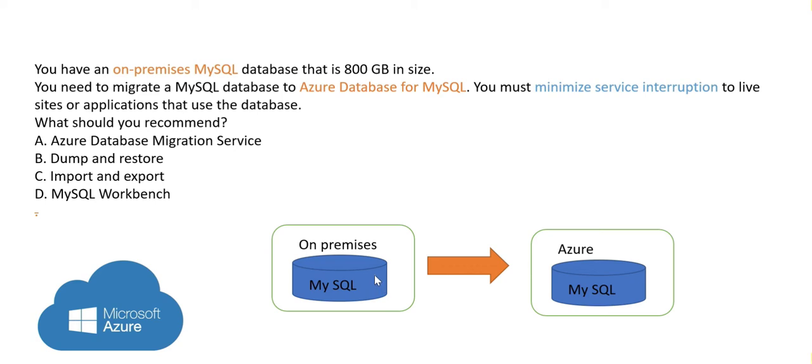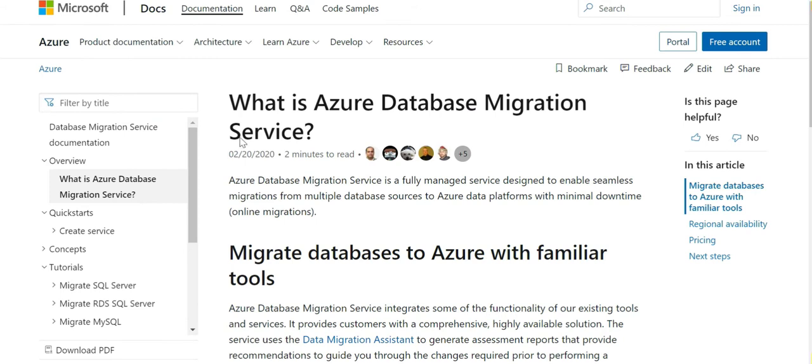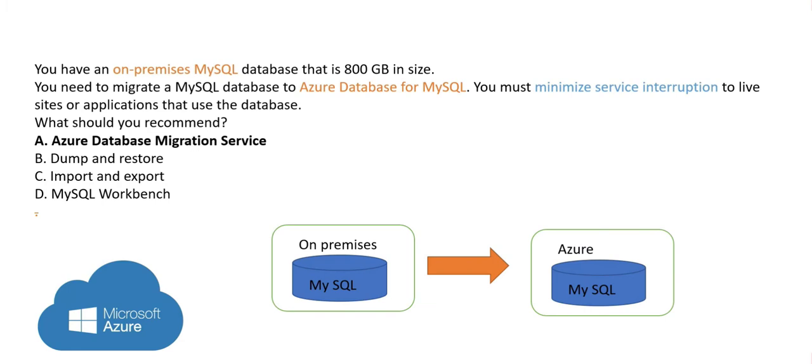So these are the recommendations. Whenever you want to migrate data, always use Database Migration Service. This gives us migration with minimal interruption. It is a fully managed service designed to enable seamless migrations from multiple data sources to Azure data platforms with minimal downtime. These are all online migrations. There is hardly any downtime. So option A looks correct.